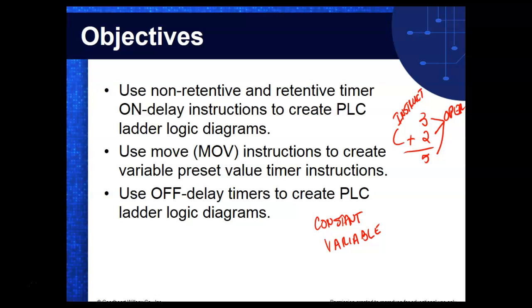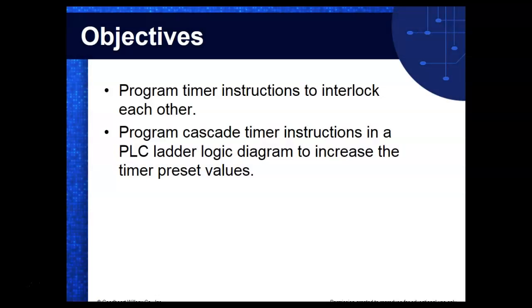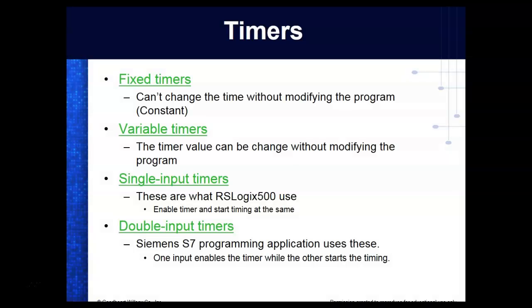Basically our two categories of timers are on delay and off delay. Those can either be retentive or non-retentive. We'll talk about that when we get into it. Programmable timer instructions can interlock each other, so we'll look at how we can make a flashing light. We're going to cascade timers to increase the timer preset values, because we're limited on what we can put in the timers. We have what we call a fixed timer. We're not going to run into these in PLCs, but you definitely run into them in your house.